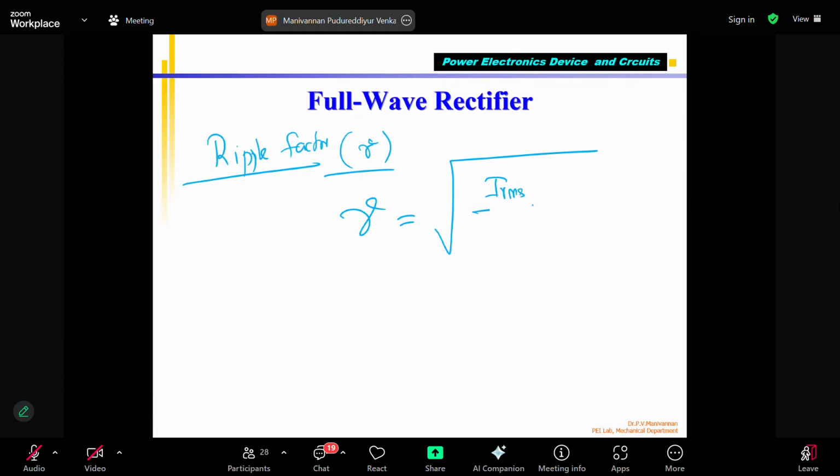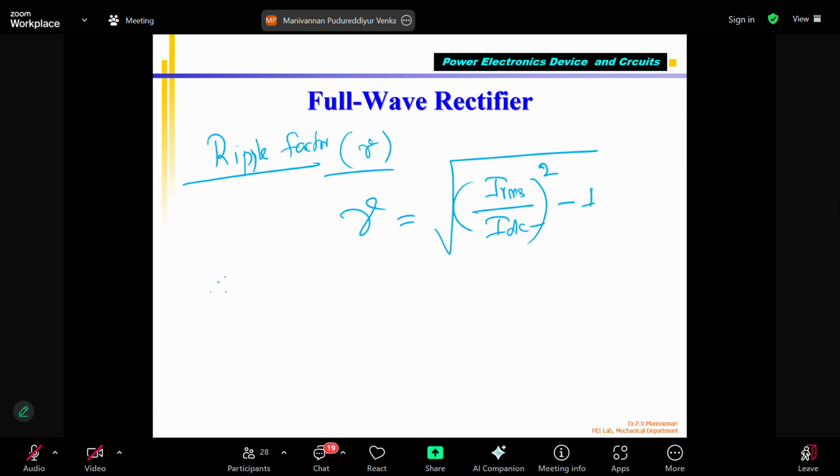IRMS divided by IDC whole square minus 1. Take down the formula. You may be asked in the exam to compute the ripple factor of the full wave rectifier. Correct? Because everywhere there are formulas. We know that there are two things: one is IDC and the other is IRMS, which you should know.